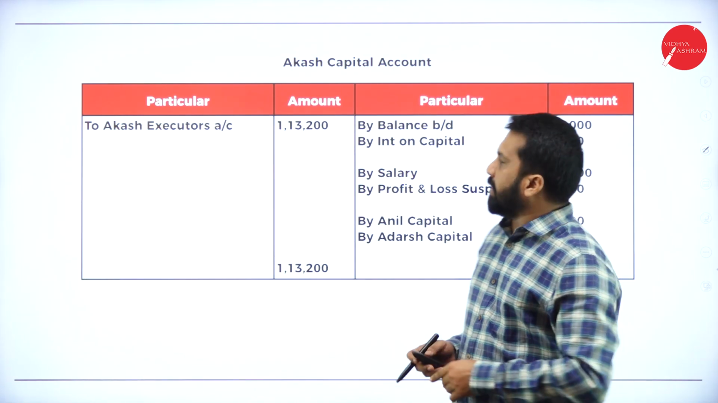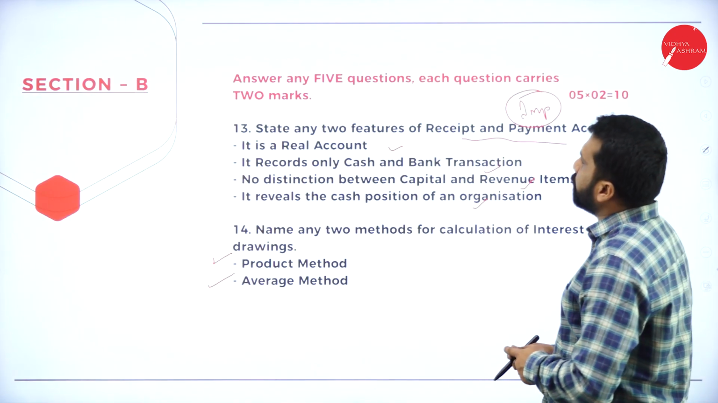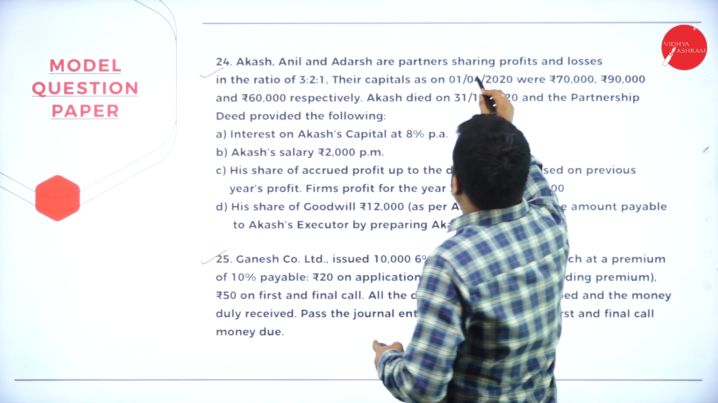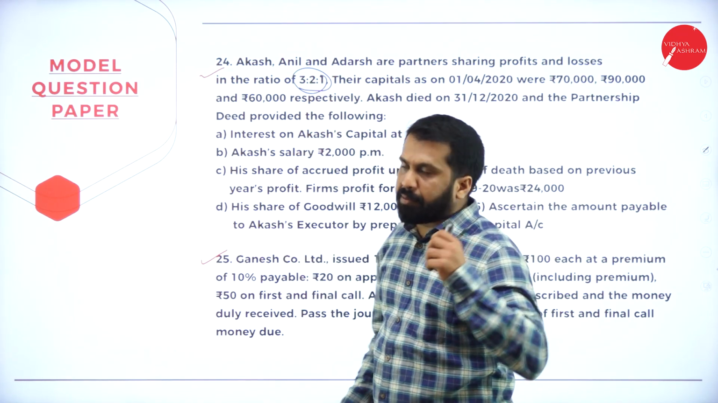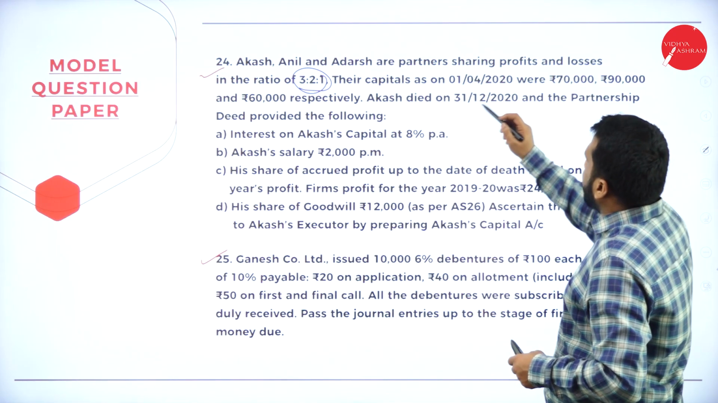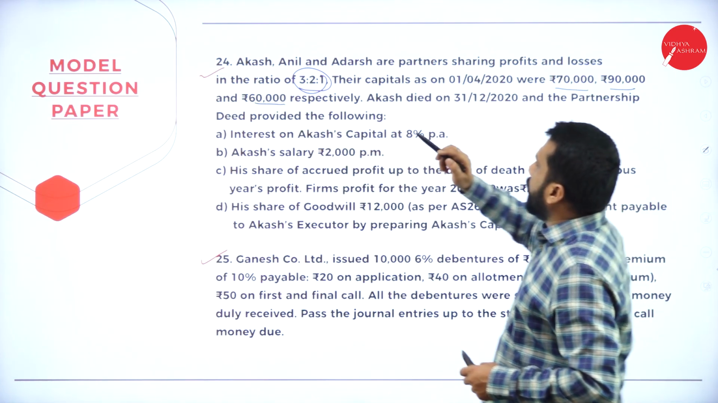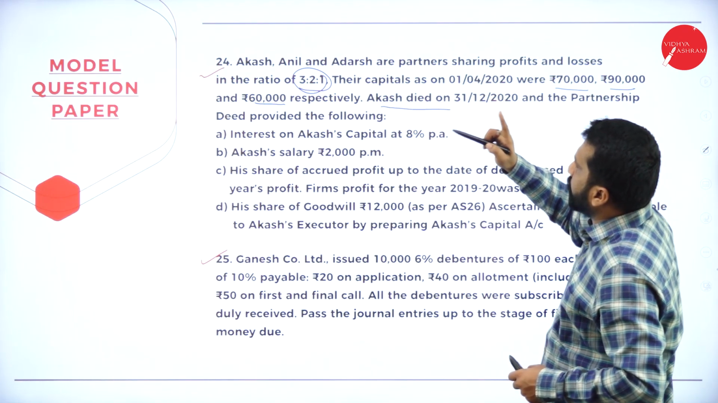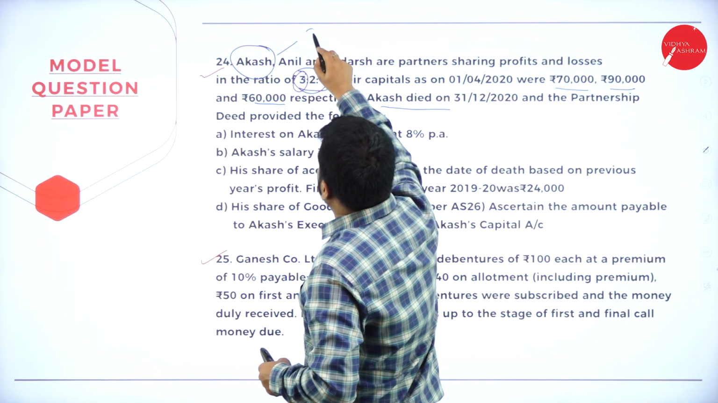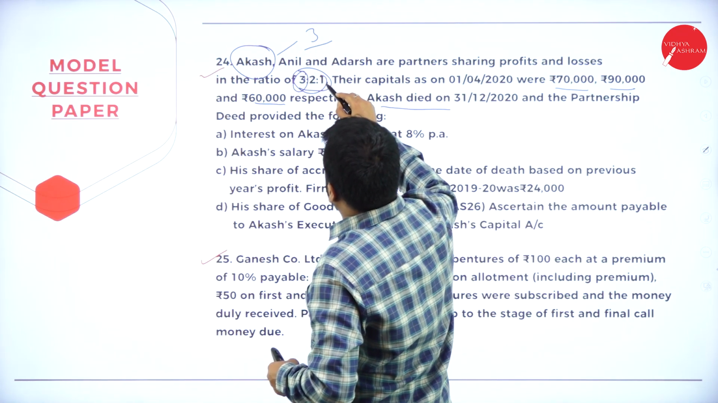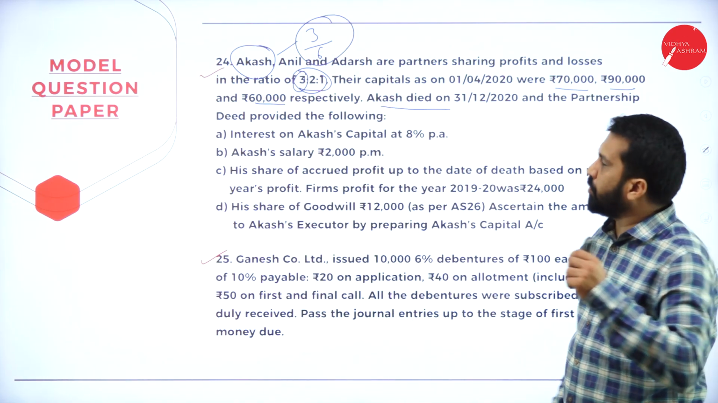Akash capital account. It is a death of your partner actually. I'll go back to your question number 24. Akash, Anil and Adarsh are partners sharing profit and losses in the ratio of 3 is to 2 is to 1. Remember the ratio. Their capital as on dash 70,000, 90,000 and 60,000. Akash died. We have to concentrate only on what? First person. What is his ratio? 3 by 3 plus 2, 5. 5 plus 1, 6. 3 by 6 is his ratio.